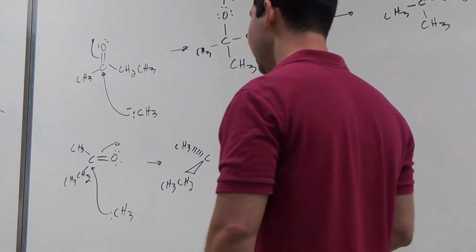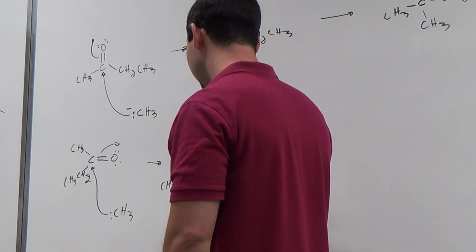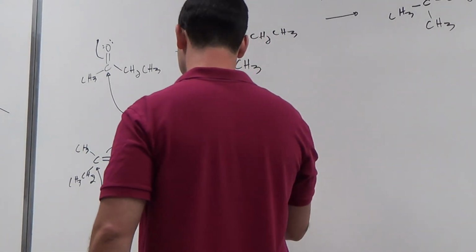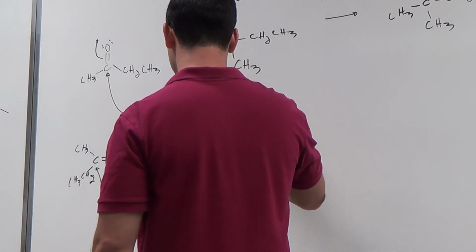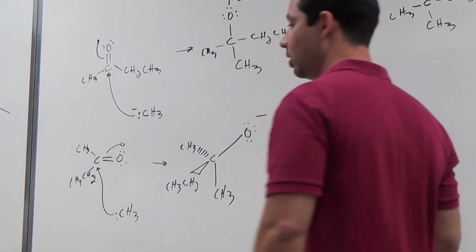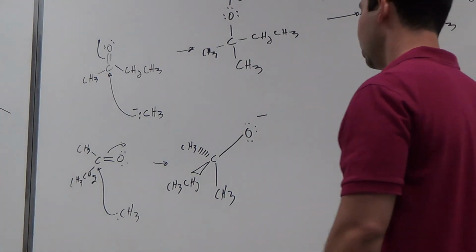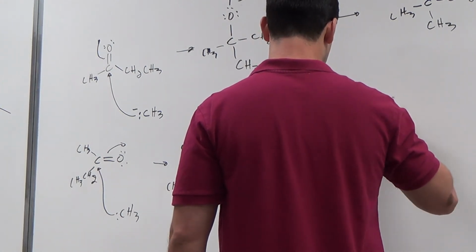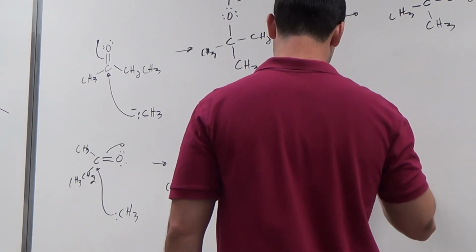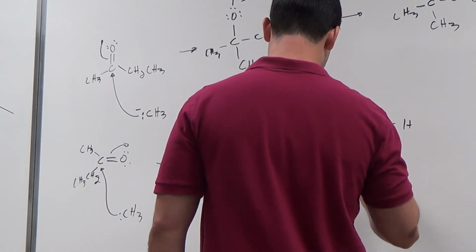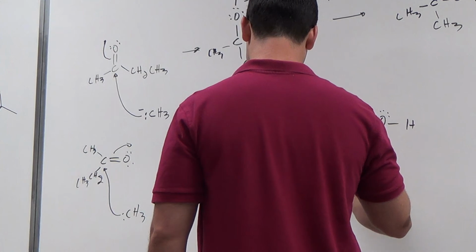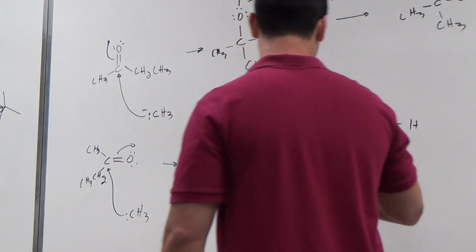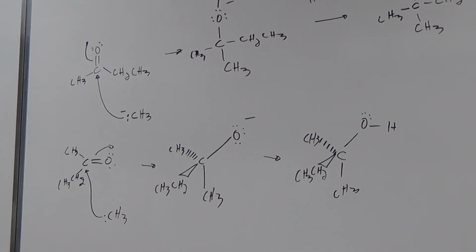Now it attacked from the bottom, so I'm going to say it looks like that. The bottom is going to be CH3, and the top is going to be the oxygen with a negative charge, which will pick a proton from somewhere, to form that.